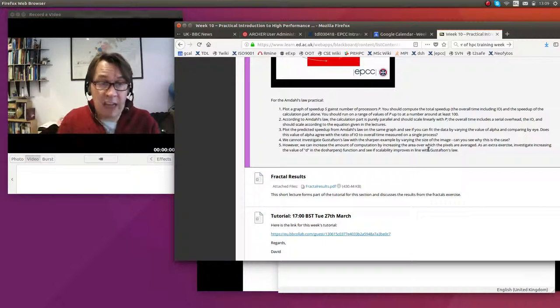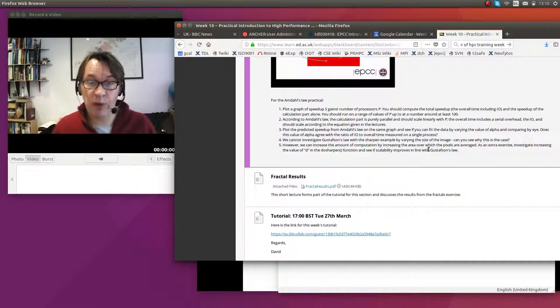I haven't got that data here, but what you would see is that you would get very much the same effect. The I/O time would stay the same, but the amount of calculation would be greater. The total time would be greater. More of that would be this parallel part, the calculation time, and your graph would scale better.